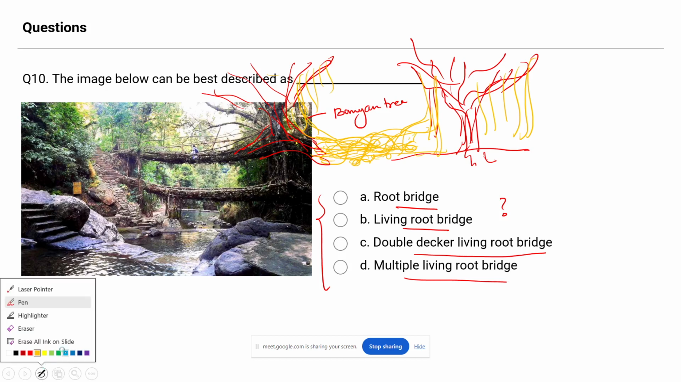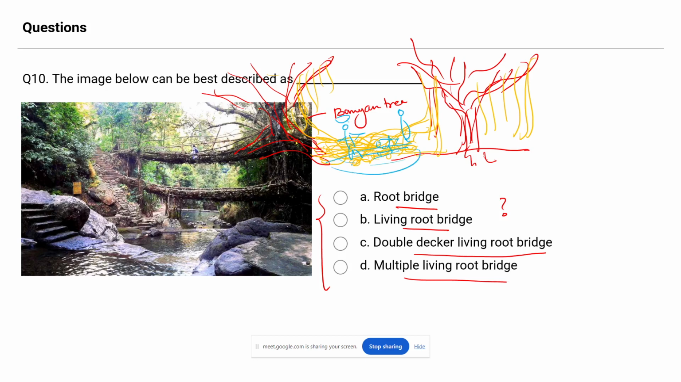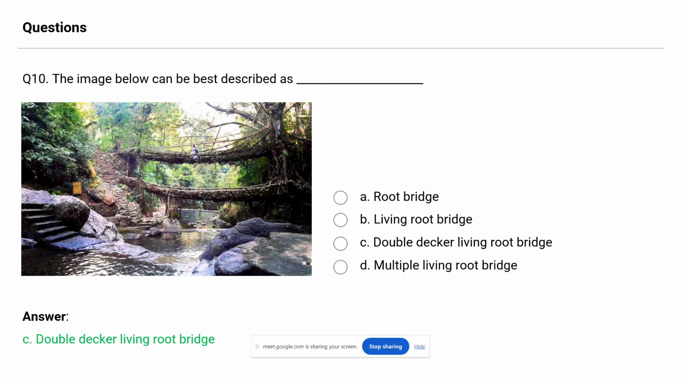And this could actually survive a lot. The people could walk from one end to the other. They can carry stuff. Even the animals could actually walk from one end to the other end, you know? So it was a very, very interesting story which we saw there. The correct answer is the double decker living root bridge.